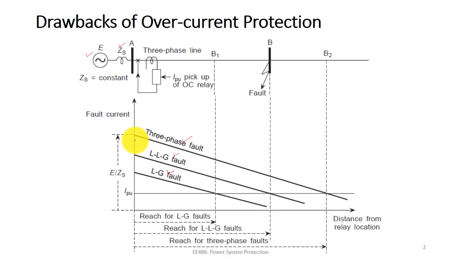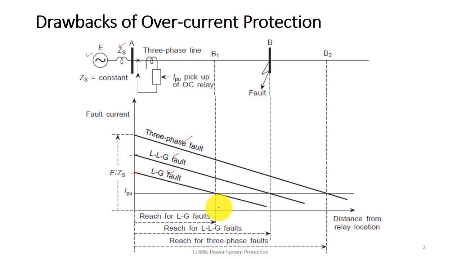Whether it is a three-phase fault, LLG fault or LG fault, for a three-phase fault it is E by ZS. For an LLG fault it will be a little different, and for an LG fault it will be different. Now if the distance of the fault location changes, suppose the fault happens at B1, obviously the magnitude of the fault current will decrease for each of the different types of faults, for B1, B2 and B.